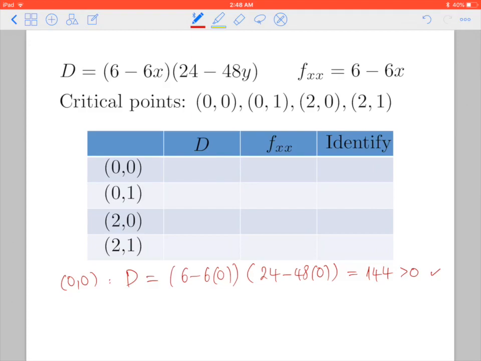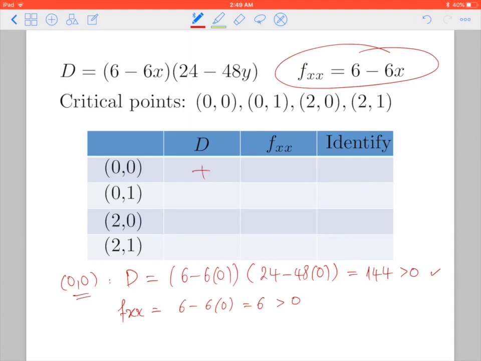So let's take a look at fxx. fxx is 6 minus 6x, so at the point (0, 0), you get 6 minus 6 times 0, which is equal to 6. This is positive. So for the first point (0, 0), the determinant is positive, and fxx is also positive. So this critical point is a relative minimum.